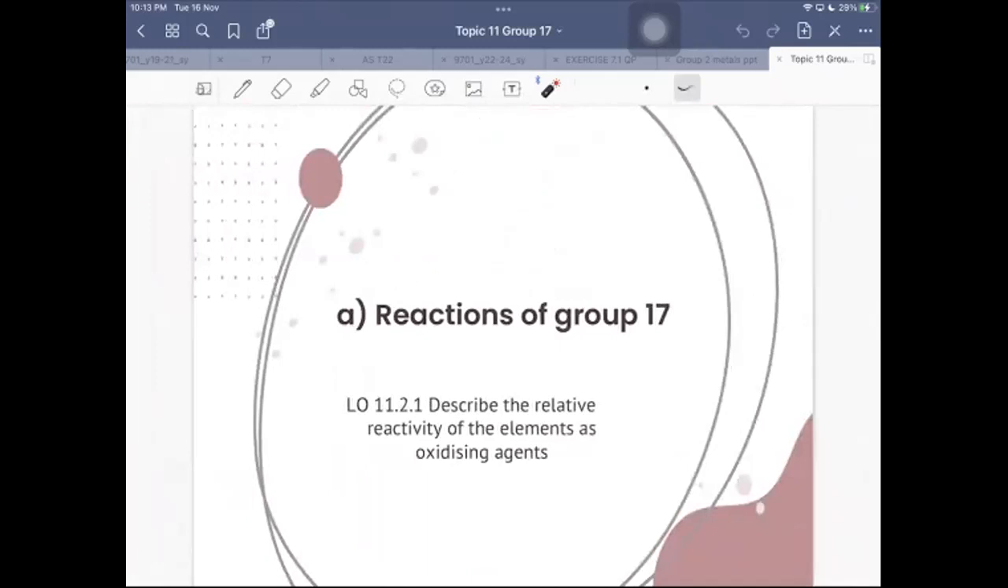First, we want to describe the relative reactivity of the elements as oxidizing agents. So halogens in general, your fluorine, chlorine, bromine, iodine molecules, act as oxidizing agents. That means they oxidize another species where they themselves get reduced. We want to look at this reactivity, the strength of the oxidizing agent, sometimes called the oxidizing power. It just means that if it has oxidizing power, it is a good or strong oxidizing agent.